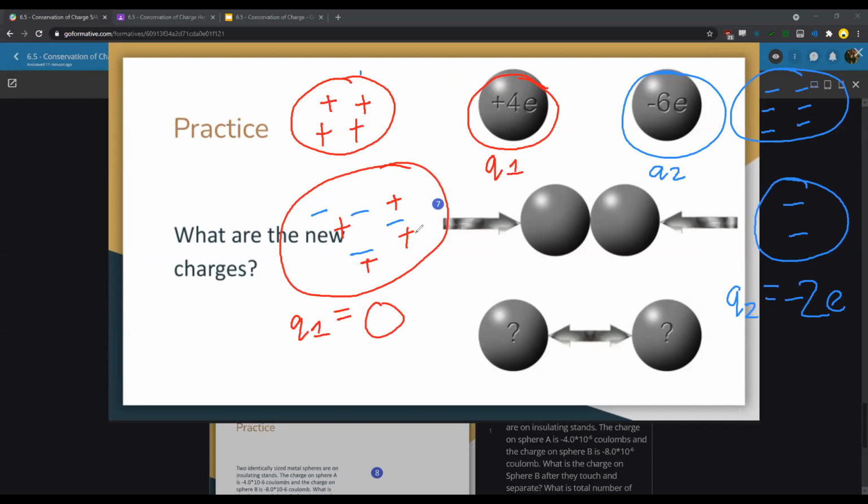But again, this is not the right answer. The goal is to have the same charge. This doesn't seem like we have the same charge. So this is not the right answer. Let's move one more electron over. What's my charge now of Q1? What's Q1 now?